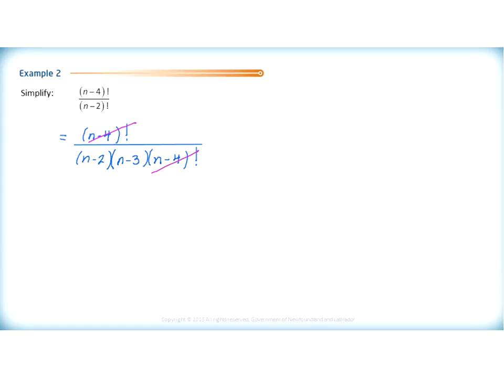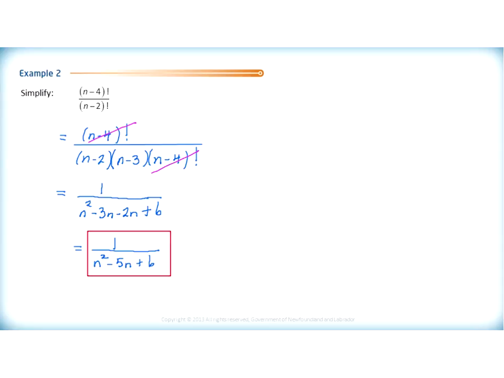And then what we're left with is 1 over n minus 2 times n minus 3. And that can be simplified as n squared minus 3n minus 2n plus 6 if we're using the FOIL method. And that then simplifies to equal 1 over n squared minus 5n plus 6 as our final answer.